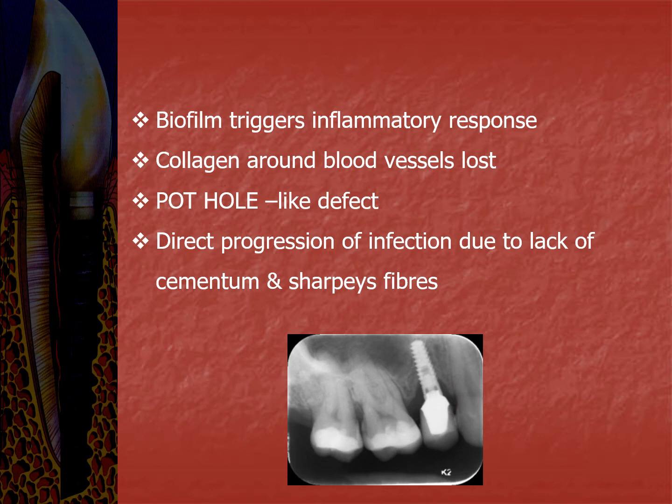This creates an environment that favors more microbial proliferation. Now, the disease progression in implants is different from natural teeth in that there is a fast and direct progression of infection in the case of implants, because in natural teeth the direct progression is prevented by the presence of cementum and Sharpey's fibers. So here these structures are absent and there is direct progression of infection. And also the inflammatory cells release cytokines which have osteoclastic activity, thereby resulting in bone destruction.